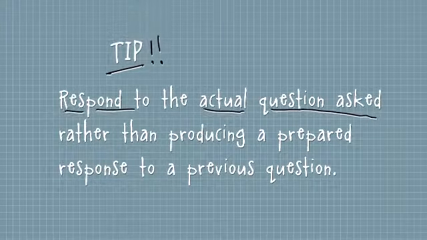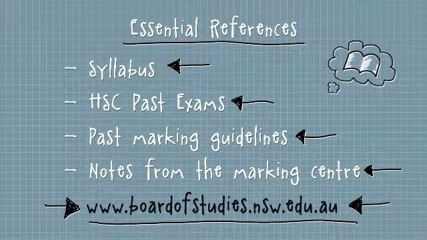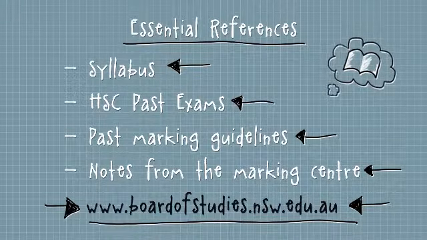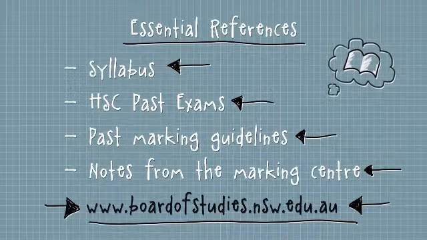Some really useful resources for you are the HTA Ancient History Study Guide, which has a good chapter on the core topic and several others, including Sparta, and the HSC core questions, which are also useful. They provide you with 3 sets of topic questions for modern and 3 sets for ancient. But the essential references are your syllabus, your past exams, past marking guidelines and notes from the Marking Centre, which are all available on the Board of Studies website.